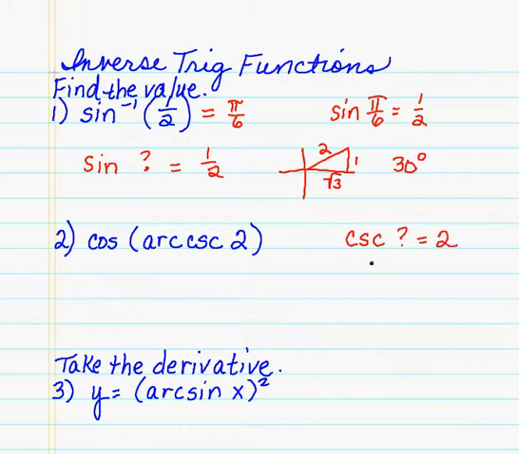Let's draw a triangle where the cosecant would be 2. That means that the hypotenuse would be 2, the opposite side would be 1, and again the other side would be square root of 3. So now we have an angle here, let's call it x, where the cosecant is 2. Now we are looking for cosine of that angle. So you can look at your triangle now and see the cosine would be the square root of 3 over 2.